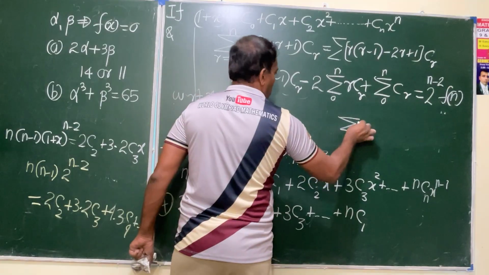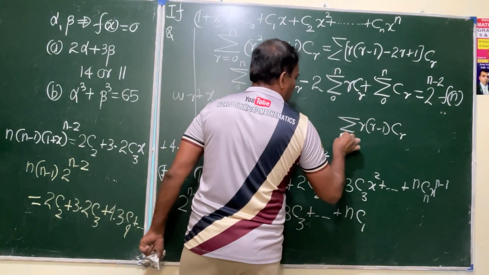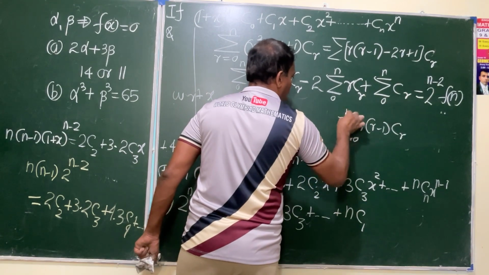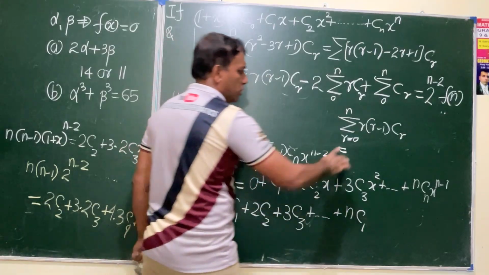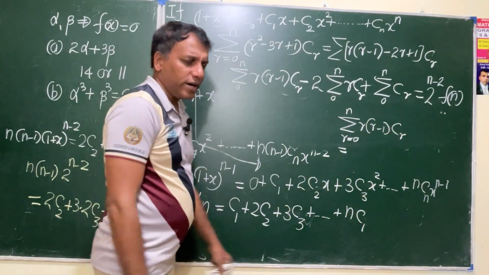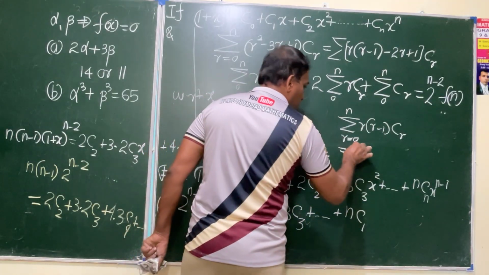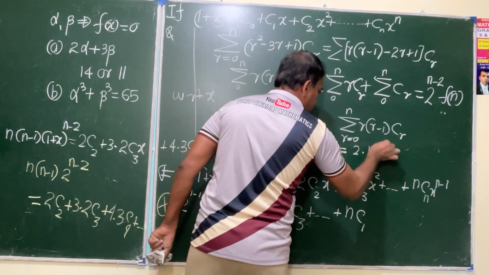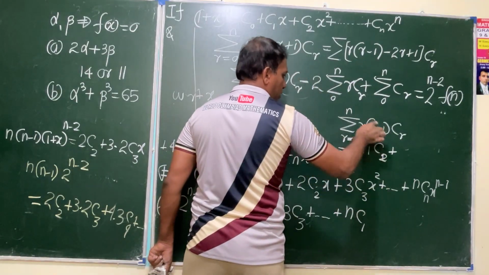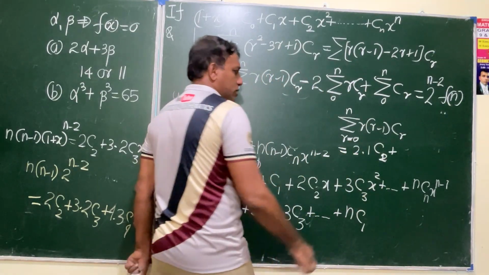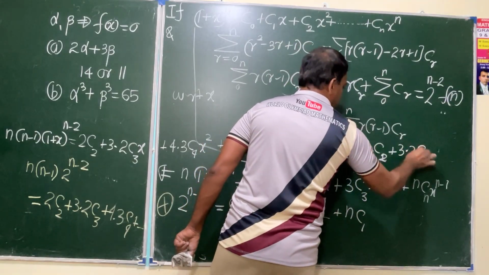Sigma r into r minus 1 Cr, r equals 0 to n. What is the answer of this? Put r for 0, completely 0, right? Put r for 1, 0. Put r for 2, 2 into 1 C2. Put r for 3, 3 into 2 C3.